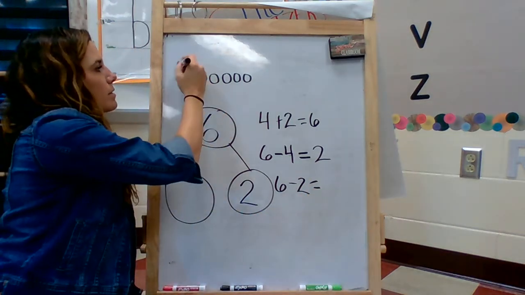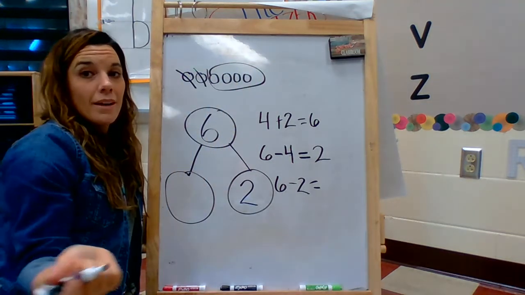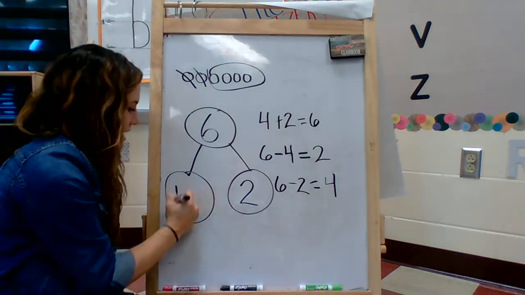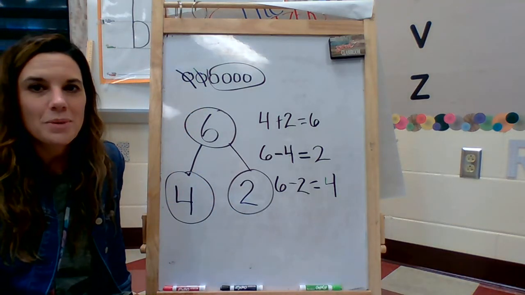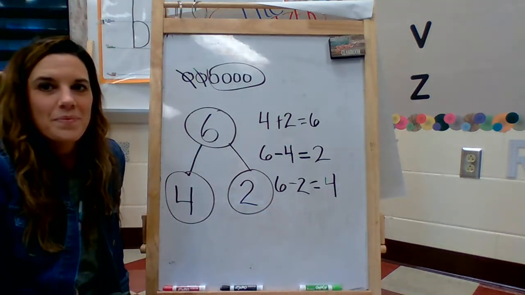I have 6 up here. I'm going to cross off 2. How many are left? 1, 2, 3, 4. Do you see how this is working? And was that the number that goes there? It sure was. 6 minus 2 equals 4.